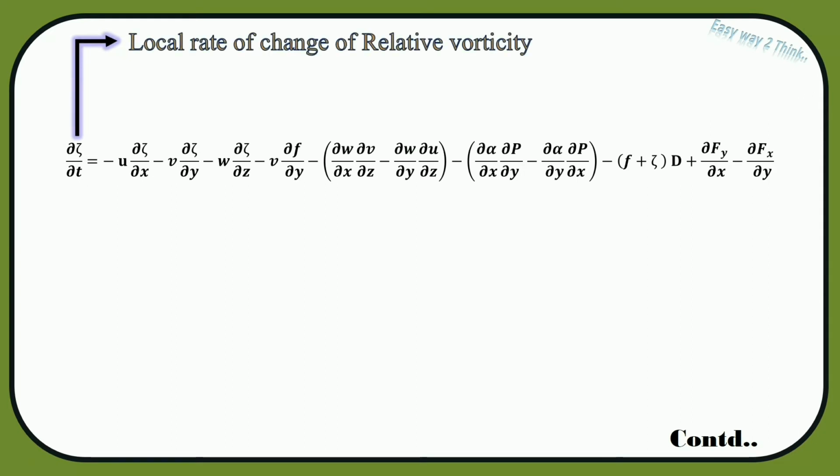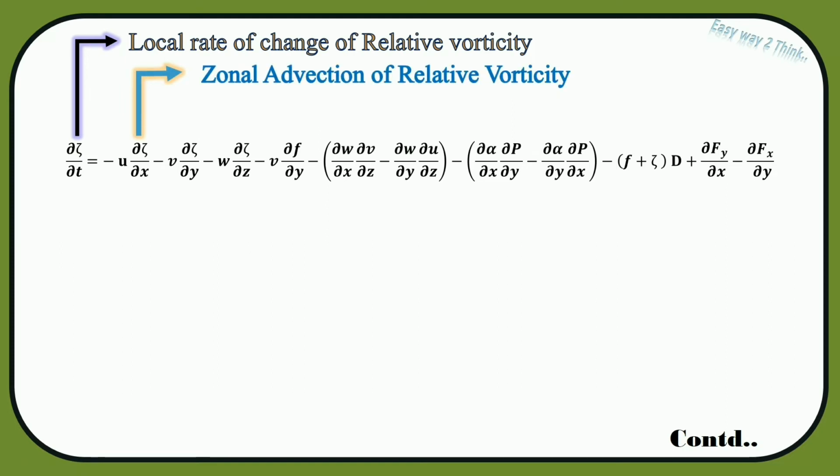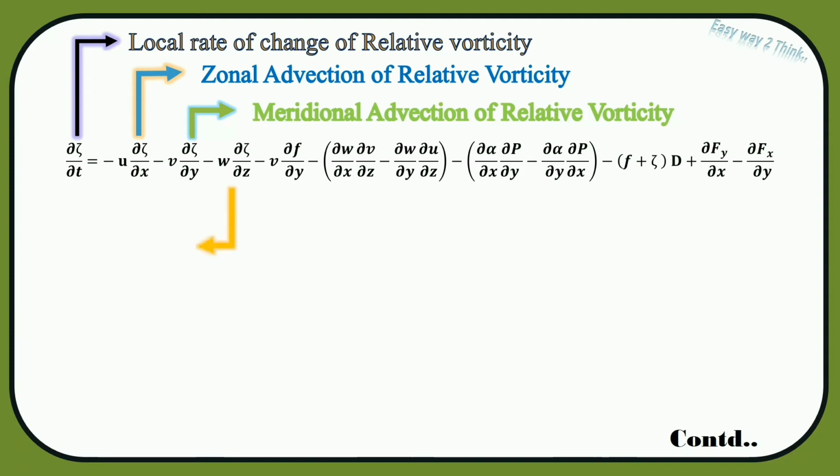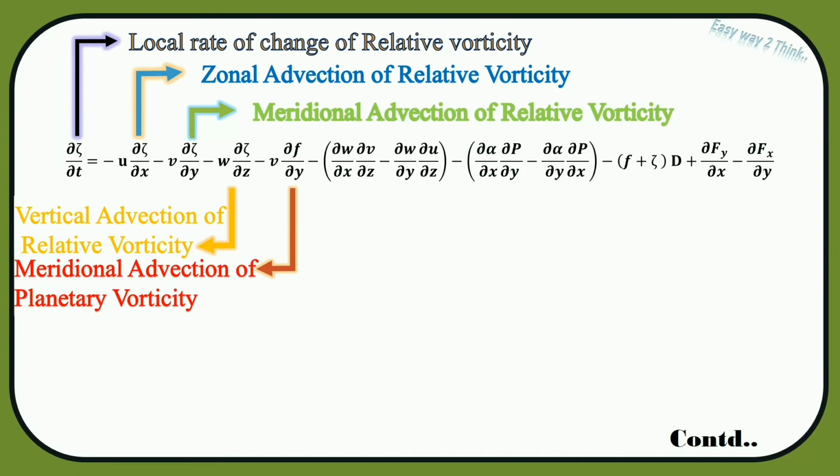This term represents the local rate of change of relative vorticity. This is the horizontal advection term of relative vorticity in the zonal direction. Here, this is also the horizontal advection term of relative vorticity, but in the meridional direction. It represents vertical advection of relative vorticity. It is meridional advection of planetary vorticity.